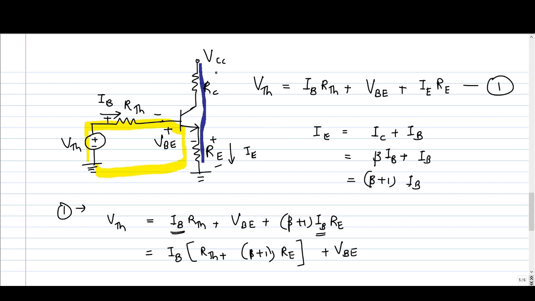So you can see that there is a voltage drop across RC, that will be IC RC because IC is the current flowing here. Then there is a potential drop across the collector emitter terminals, that is VCE, and the potential drop across RE is IE RE. So the VCC value will be equal to IC into RC plus VCE plus IE into RE. Okay, this is what you will get when we apply KVL on the output side. So let me copy this expression.